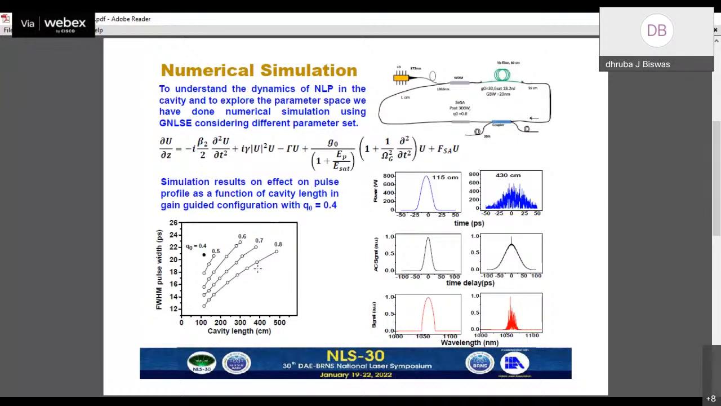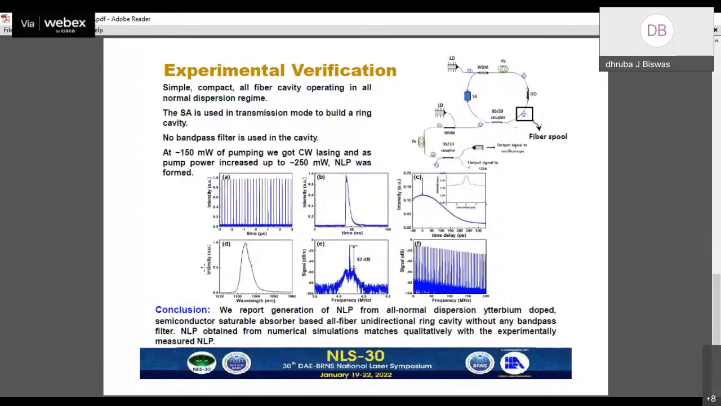As you can see, as we increase the cavity length, at the end of this length we get noise-like pulses. We have then used these experimental results to get this kind of noise-like pulses. Thank you.